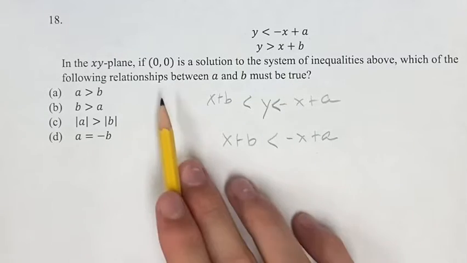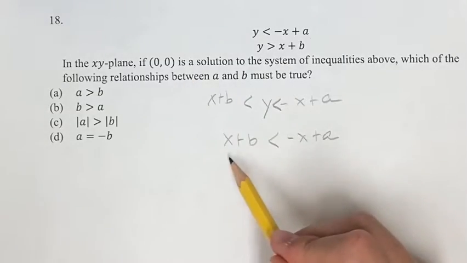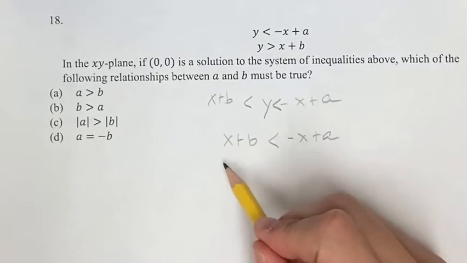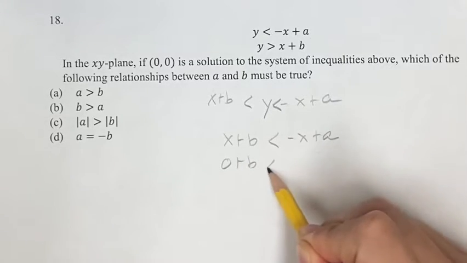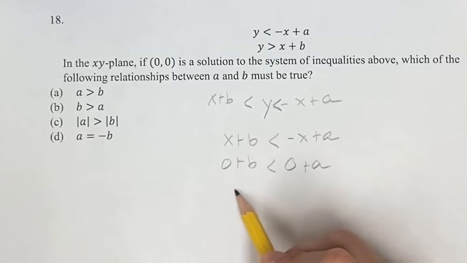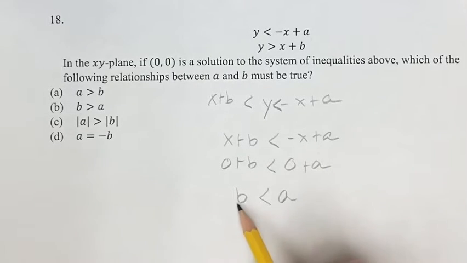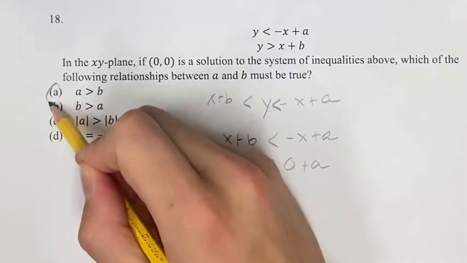And we can plug in 0 for x into here, and we can get a conclusion involving b and a. So we just have 0 for x. We don't have any y's left. So we have 0 plus b is less than negative 0, which is 0, plus a. 0 plus b is less than 0 plus a, which is a. So therefore, we get b is less than a, which correlates with answer a.